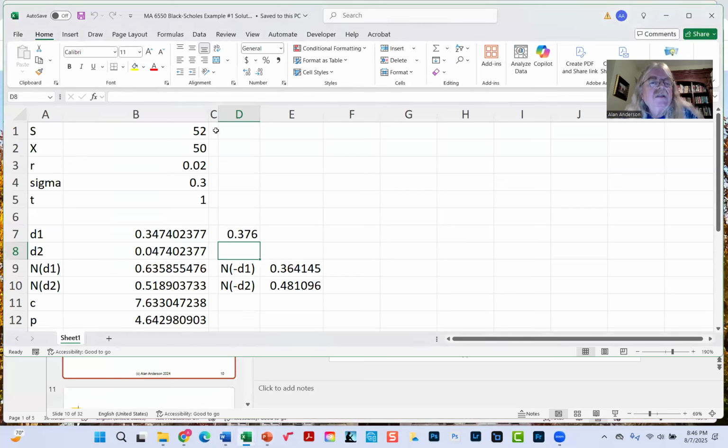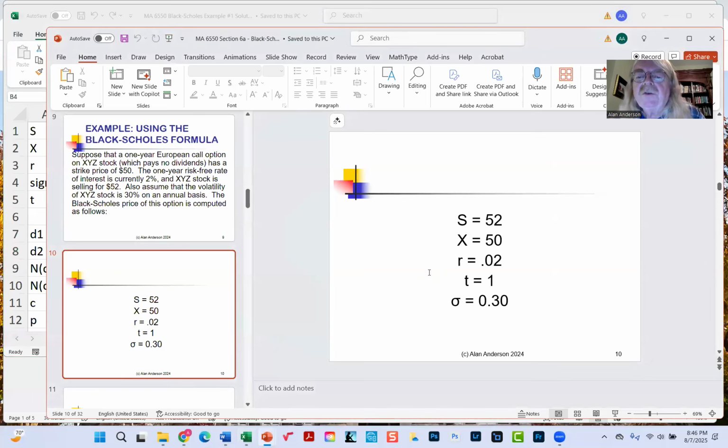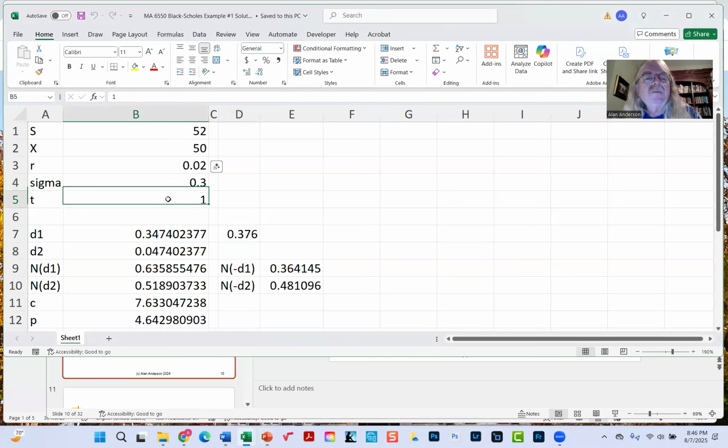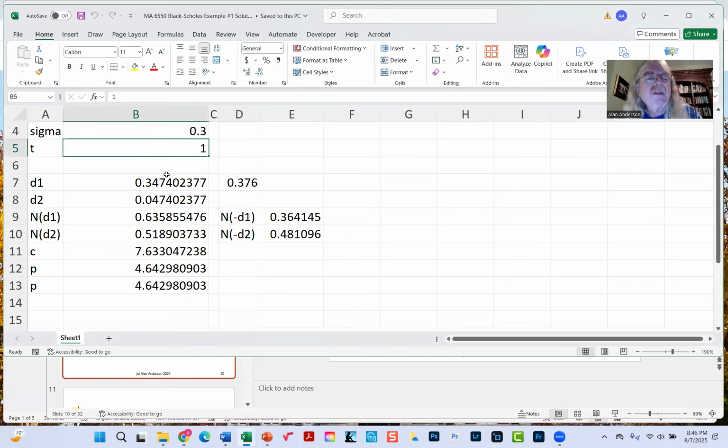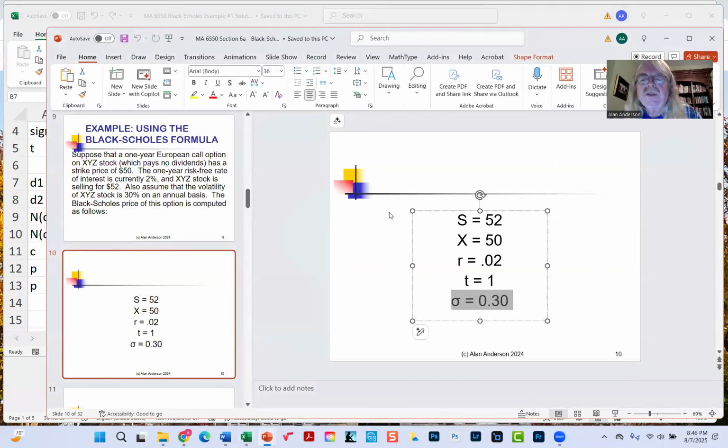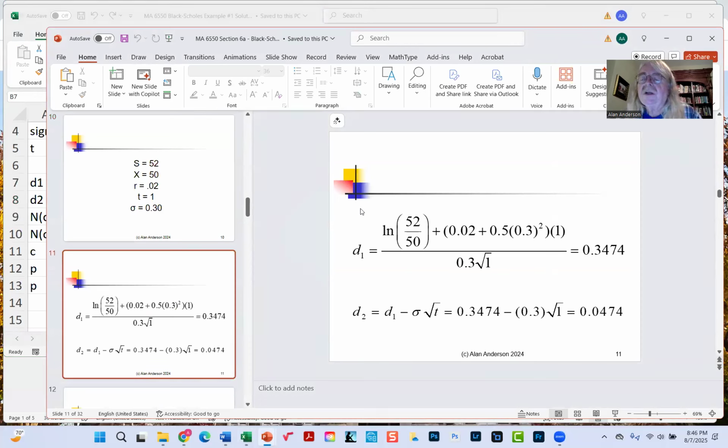Here it is, and you can see the stock price is 52, the strike is 50, the risk-free rate is 3%, the volatility or sigma, which is the Greek letter sigma, and then finally, time is 1, which is understood to mean 1 year. So there are the inputs to the model. Now, these are the intermediate calculations that we'll need: D1, D2, and then the corresponding normal probabilities associated with them.